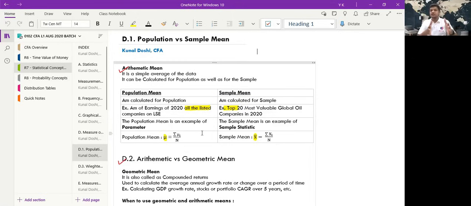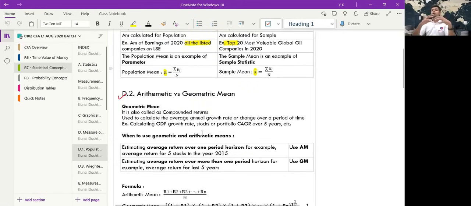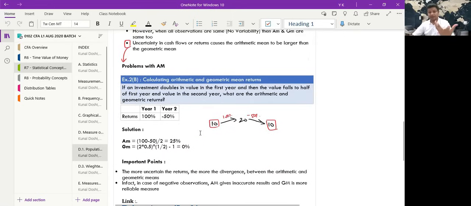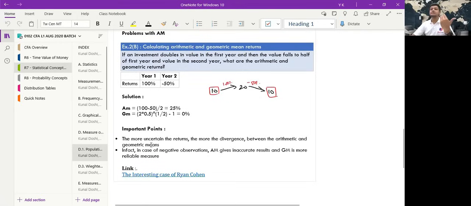Arithmetic is simple average, where you take the summation of all the data divided by n. Geometric is where you compound. So when you are going to invest for 5-6 years on a compounded basis, then you go for a geometric mean. Or when you're going to invest on a yearly basis, or you want to see year-on-year returns, you go for arithmetic mean. There you understood an important thing, that arithmetic mean has a problem, because when the dispersion between the data is too much, when there are negative numbers especially, arithmetic mean gives you an incorrect answer, and therefore geometric mean is more reliable.